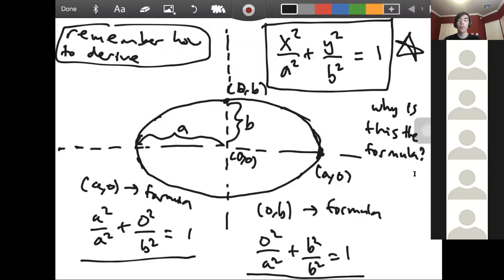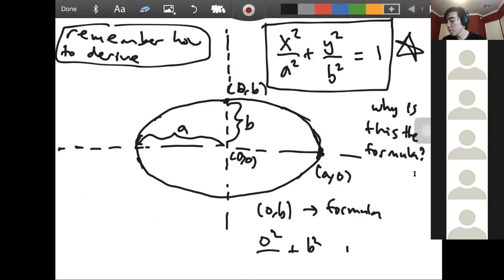Okay. So to find out the formula for the ellipse, you just plug in the x-intercept and the y-intercept, and it should give you the equation pretty easily.